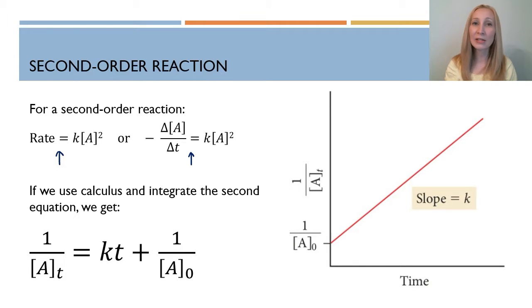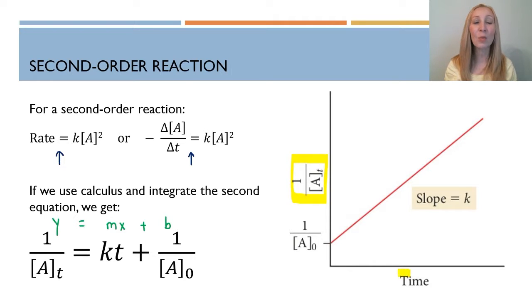And if we use calculus and integrate the second equation here, we get 1 over the concentration after a certain amount of time equals k times t plus 1 over the initial concentration. Same exact thing here. We get a y equals mx plus b pattern.